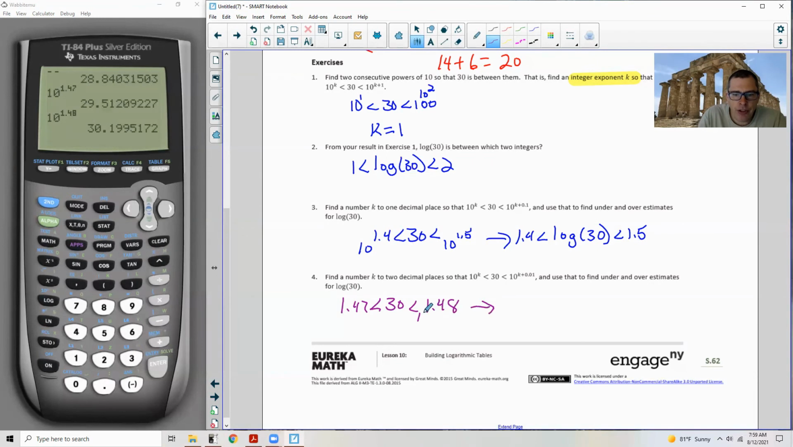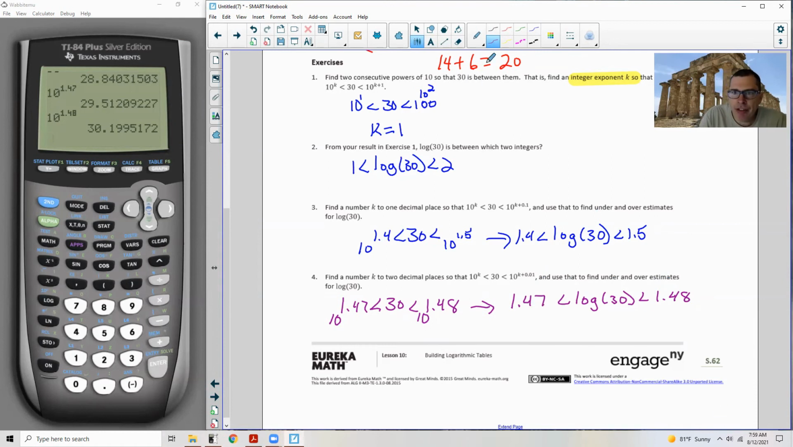And therefore, or I should say 10 to the power of, I keep forgetting that. 30 is not less than 1.48. It's less than 10 to the power of 1.48. And therefore, the log of 30 is going to be less than 1.48. So now I know the log of 30 is between 1.47 and 1.48. So we're getting more accurate. We could keep going out multiple decimal places to get more precise.